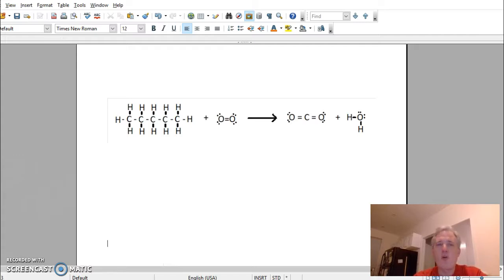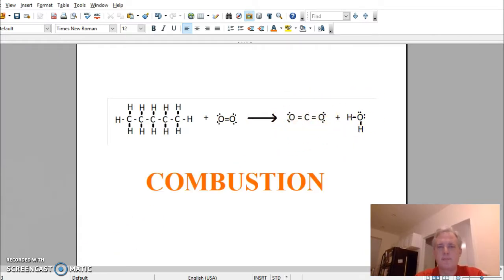Next, in a slightly different form, I've presented the second reaction here. Notice I have an organic substance reacting with oxygen, and in the presence of oxygen it produces carbon dioxide and water. As we know, that is called combustion, which is just a highfalutin term for burning.